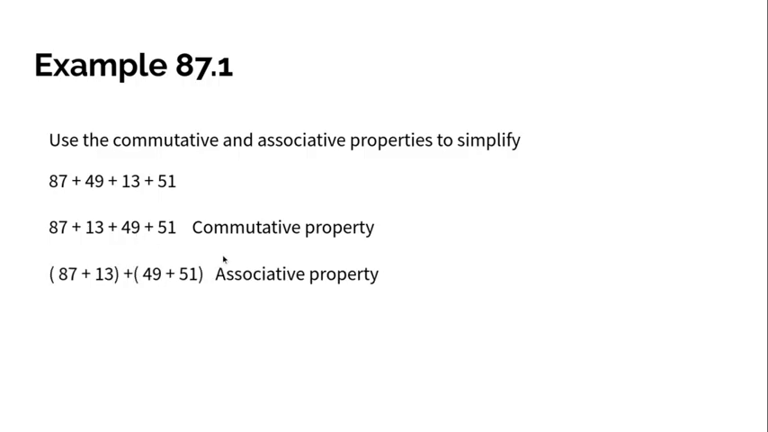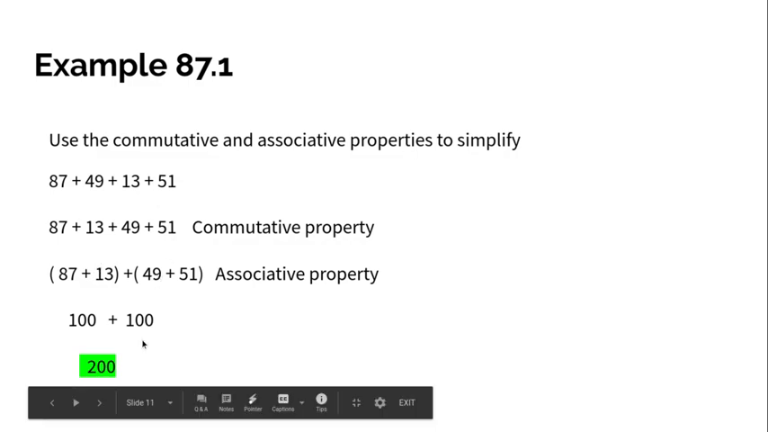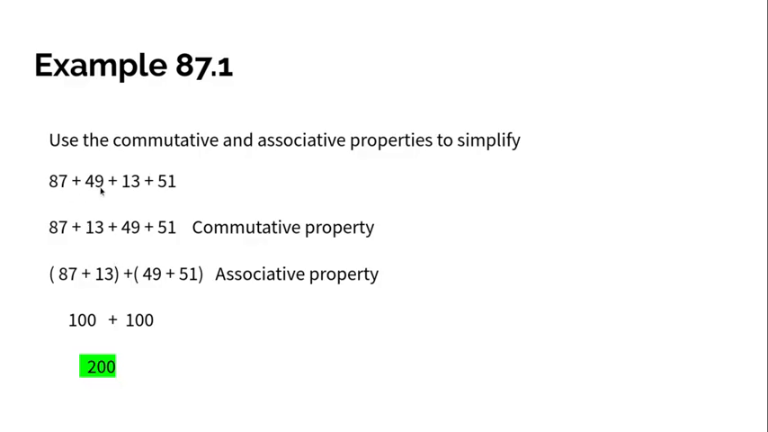And then I'm going to use the associative property to add these two and to add these two. Then this equals 100 and this equals 100, which then equals 200. And it's a lot easier to simplify this way. So that's using the commutative and associative properties to simplify: looking for pairs that I can easily put together and add. I took a lot less time doing this than if I would have started adding 87 plus 49 plus 13 plus 51 in that order.